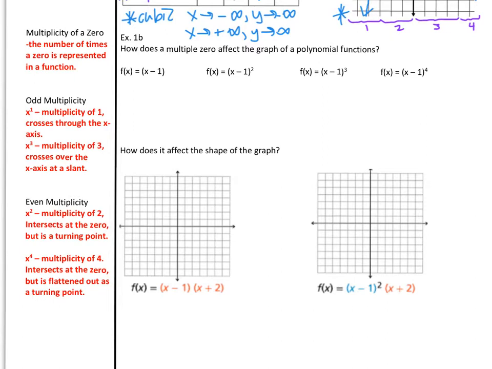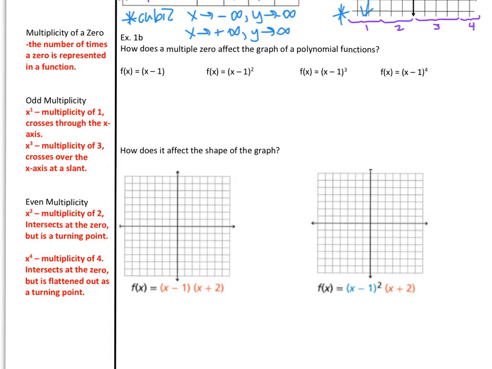If you have another type of odd multiplicity, x to the third, it will also cross through the x-axis, but it does so at kind of like a slant. It doesn't go straight through it like we'd graph a linear function. It has kind of like a curved path to it as it goes through that 0.